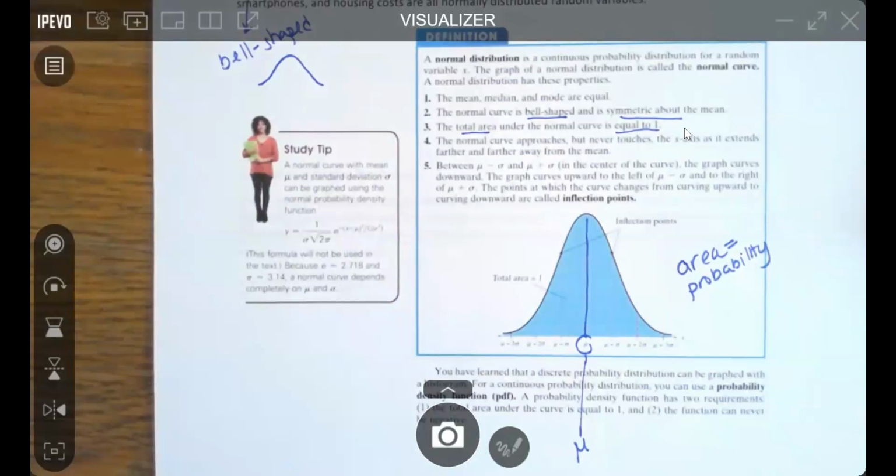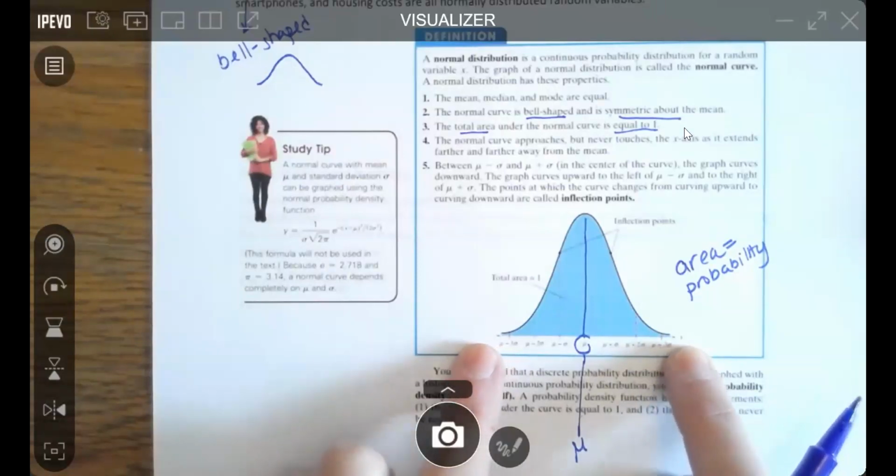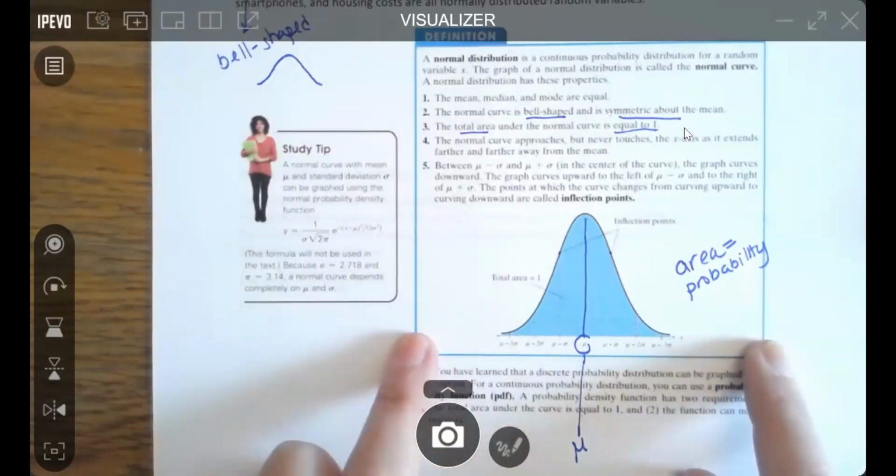The curve also approaches but never touches the x-axis. So it's a little hard to see here, but that curve is hovering above the x-axis and it will continue extending farther and farther away.